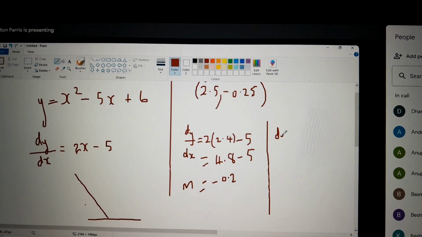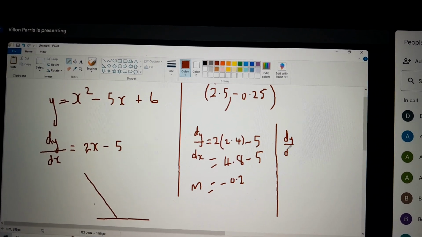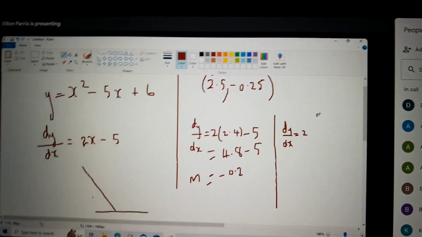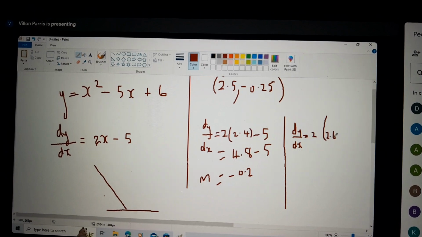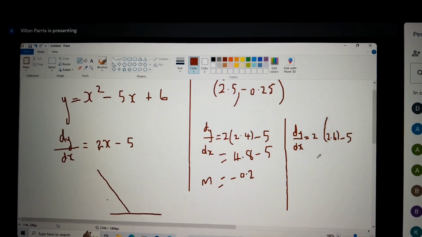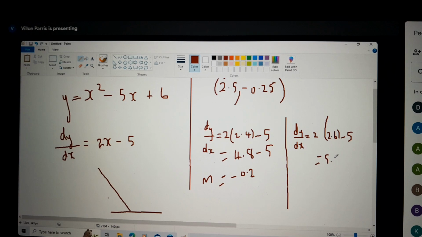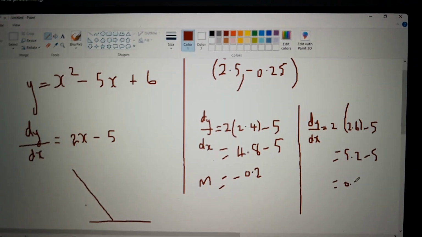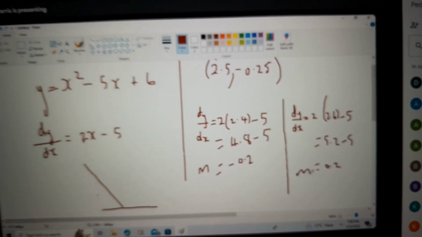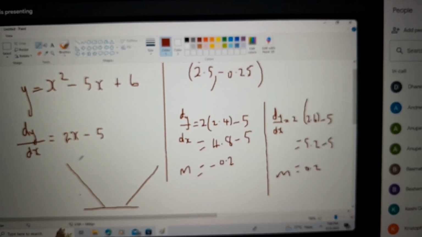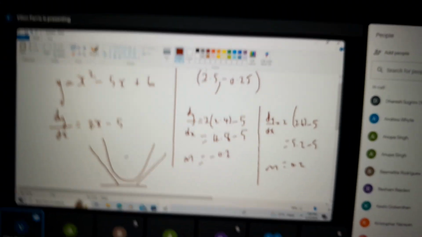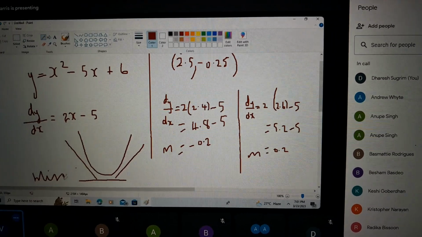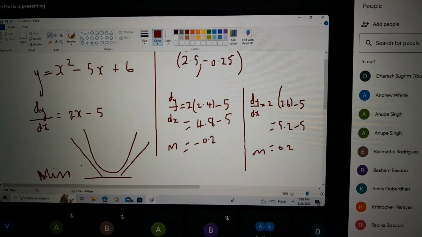And let's see a point just after 2.5. So what would that be? 2.6. Yeah, 2.6. So let's see what will happen. 2 into 2.6 minus 5. So that will be 5.2 minus 5, which is equal to positive 0.2. So you see what happens just after the point, the gradient is positive. So with that understanding, we know that it was a minimum. Is that clearer now with everyone? Yes, sir.